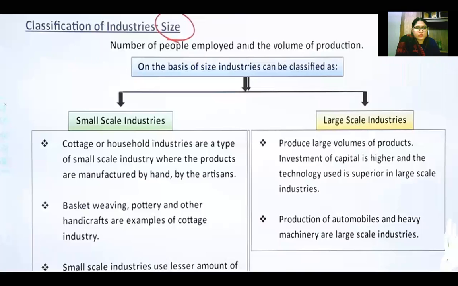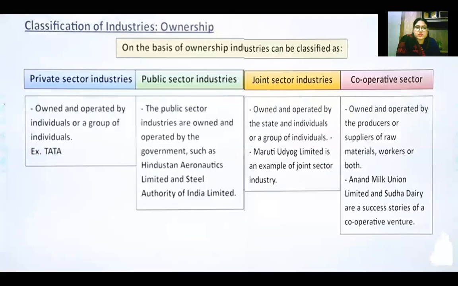Silk weaving and food processing come under small scale or large scale? Sorry, small scale industries. Yes, that is small scale. And production of automobiles and heavy machinery comes under large scale industries. So don't get confused.